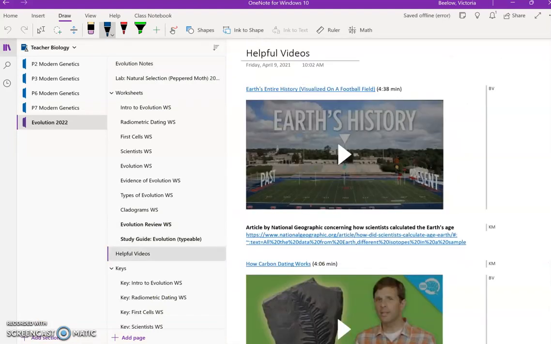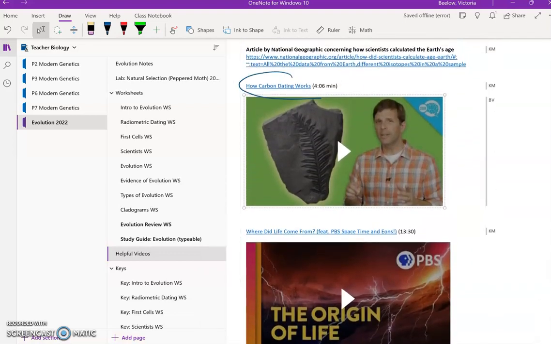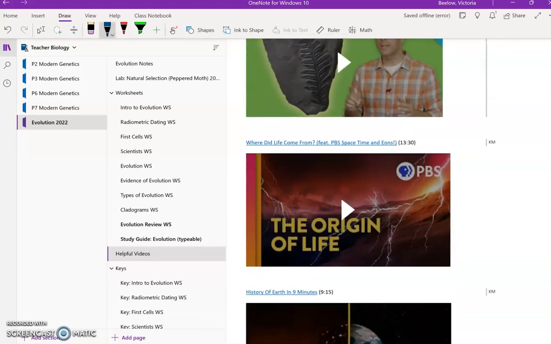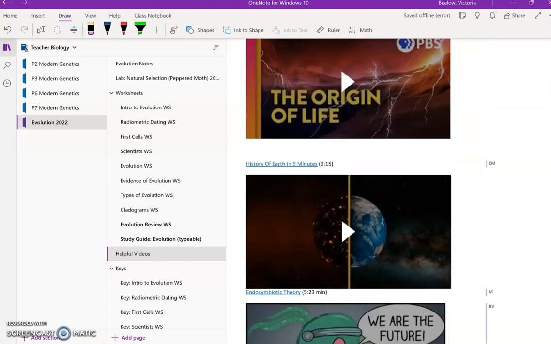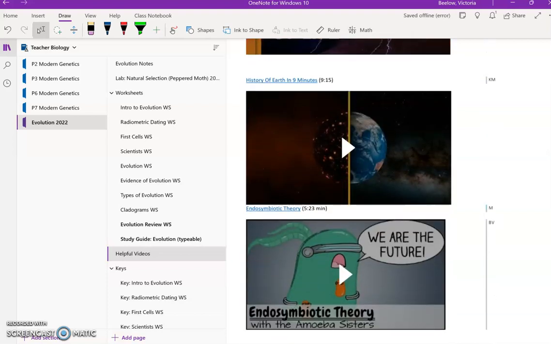If you would like to learn a little bit more about Earth's age and exactly how that was calculated, we'll be talking about that and how to do some general calculations. But there's an article here from National Geographic, and then also how carbon dating works, and then a little bit more on where did life come from, and that talks about Earth's history as well, and so does this video, more so the geological perspective on Earth's history. So all really good videos to watch.